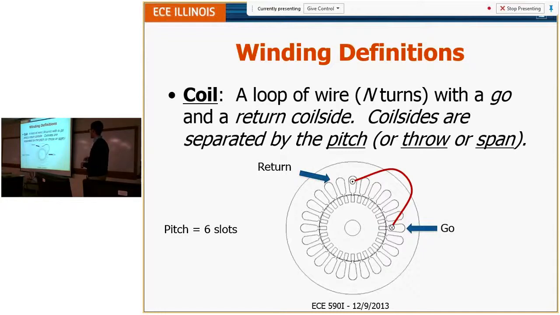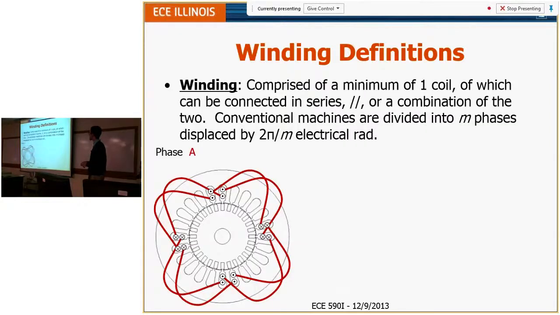In this example, the way I'm defining it in this work, whenever the current goes into the page, it's called the go coil side, and coming out of the page is the return coil side. So a winding is just an interconnection of multiple coils. It can be just one coil, or two coils in series, two coils in parallel, or any combination of those two. Most conventional machines are M phases, usually in our case 3 phases, where these windings are symmetric and just displaced by 2 pi over 3, or 120 electrical radians, throughout the machine.